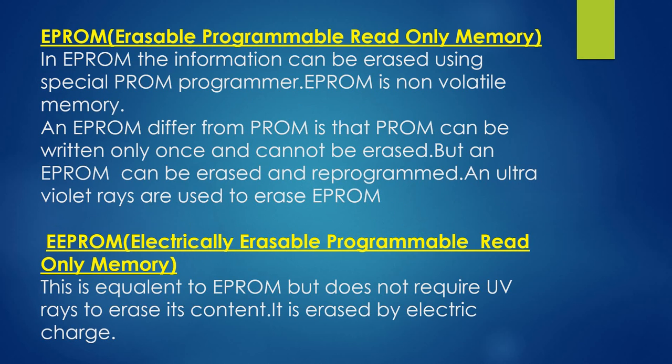Then EPROM. PROM is not erasable, but EPROM is erasable programmable read-only memory. In EPROM, the information can be erased using a special PROM programmer. EPROM is non-volatile, and EPROM differs from PROM in that PROM can be written only once and cannot be erased, but an EPROM can be erased and reprogrammed. That is the difference between PROM and EPROM. If you write once in PROM, we cannot erase that data, but in EPROM, we can erase the data and we can reprogram also.